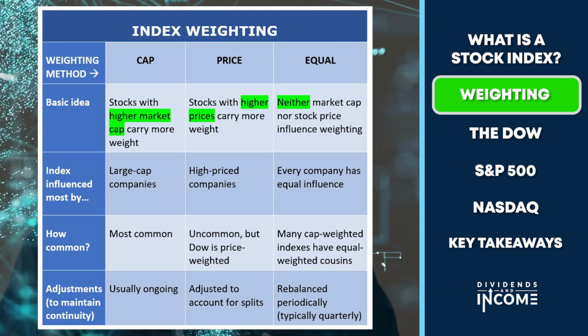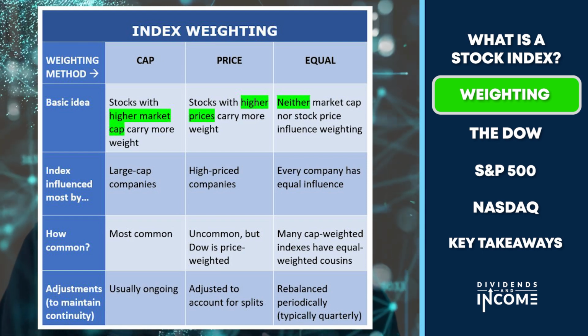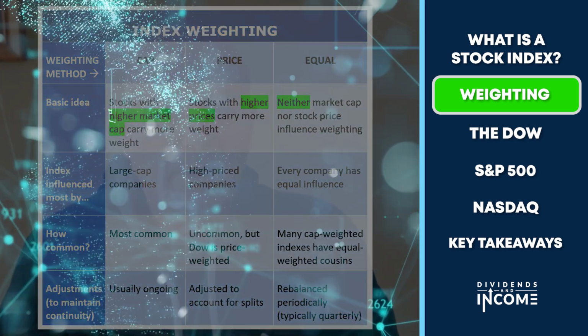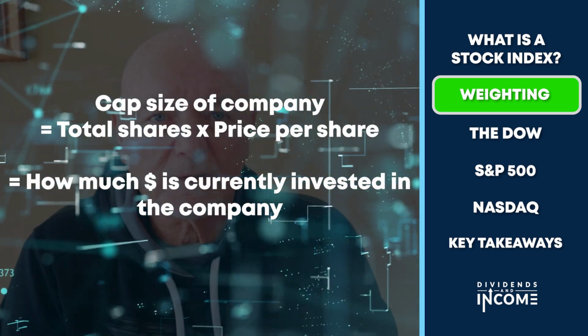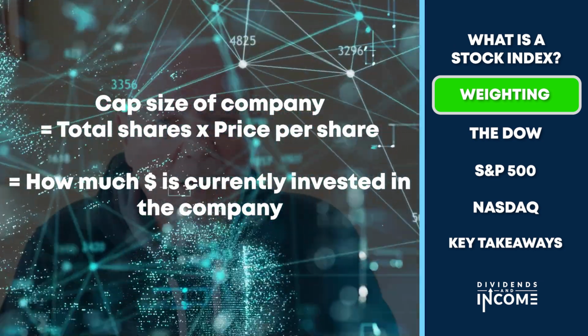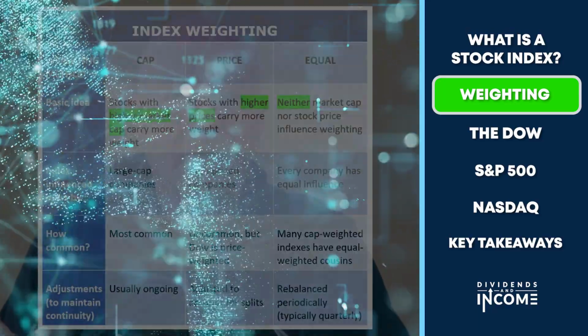In the first line item, the basic idea behind each one. Cap weighting means that stocks with a higher market capitalization carry more weight. The cap size of a company means the total shares that the company has out times the price per share. In other words, it means how much money is currently invested in that company by the investing public at large.